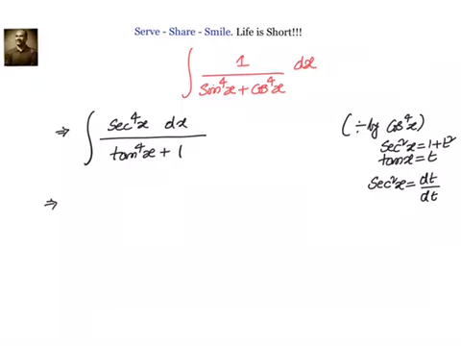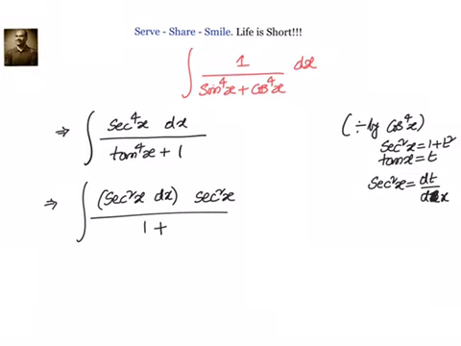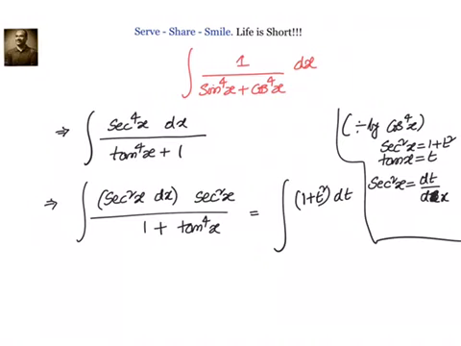Now let's try to convert the given integral in terms of t. We will have secant square x dx, which can be written as dt, and the denominator becomes 1 plus t power 4. So we can write that in the next step. We will have integral of secant square x, that is 1 plus t square into dt, divided by 1 plus t to the power of 4.